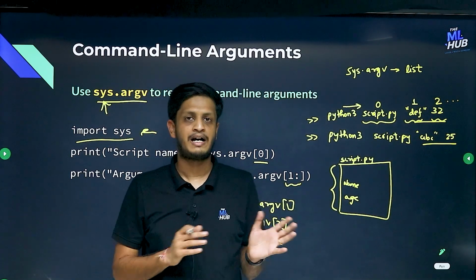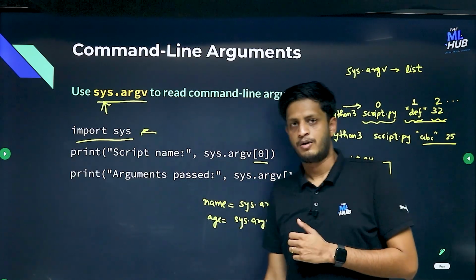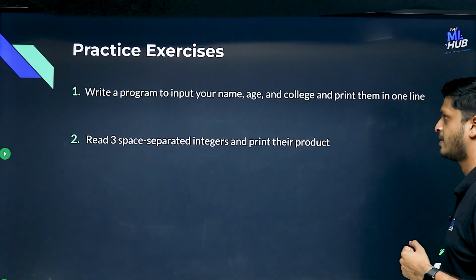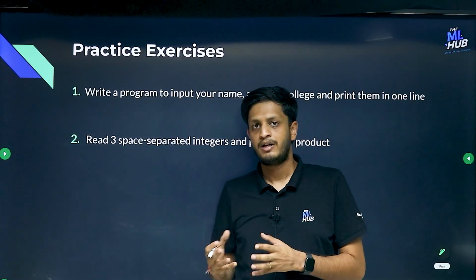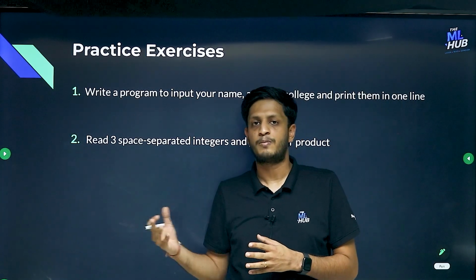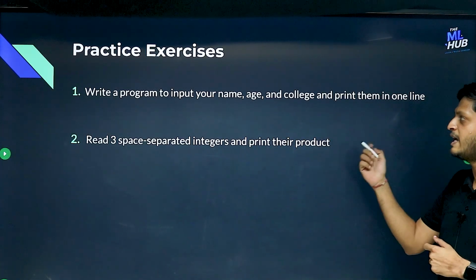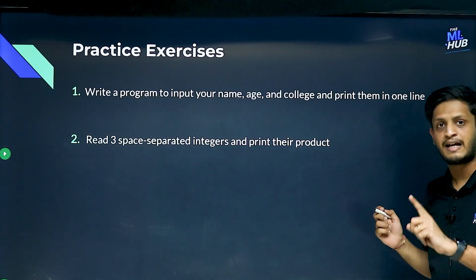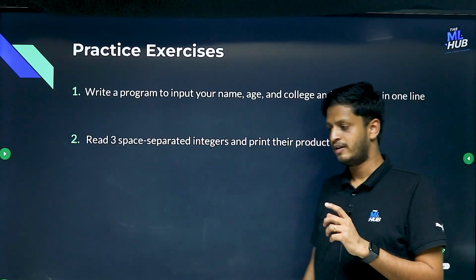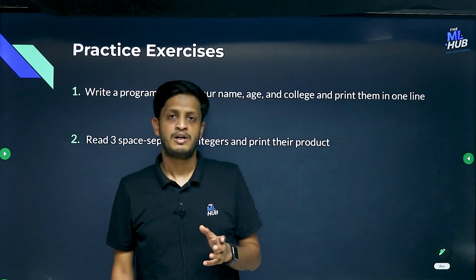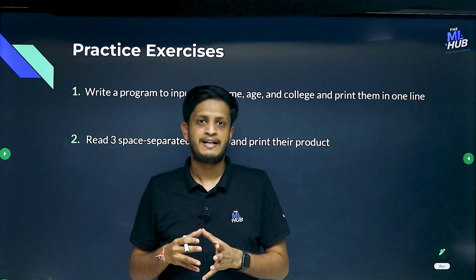Again, we will see in the demo how it works. So for the entire input and output, we will see a demo now. Okay, before the demo, these are the practice exercises for Python's input. As we had practice exercises for Python output, these are the exercises that we will solve in the demo again. These are for input. Write a program to input your name, age and college and print them in a single line. Then read 3 space separated integers and print their product. Okay, so we will solve these exercises as part of the demo. Before checking the demo, try to solve these on your own. If you're not able to get it, you can check the demo and there we will solve these problems.